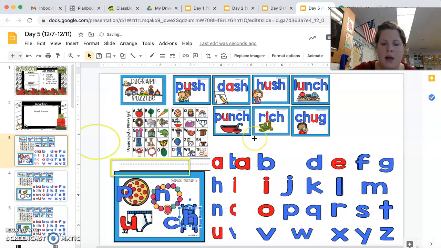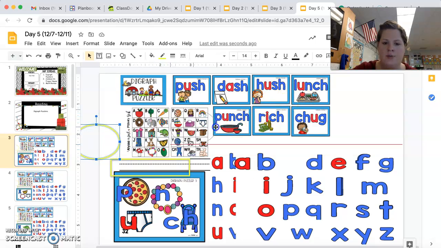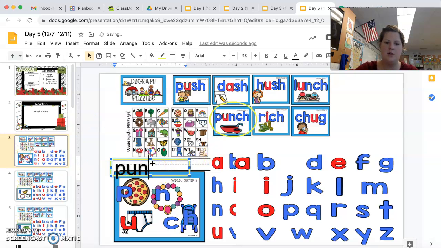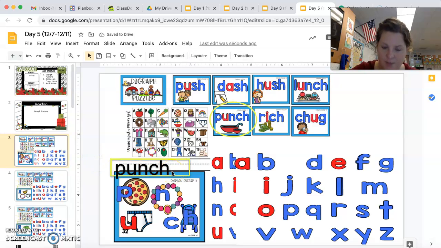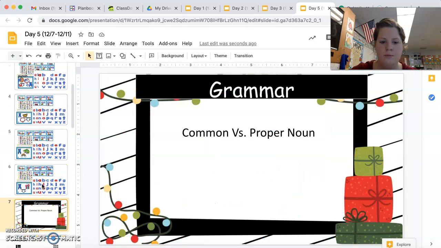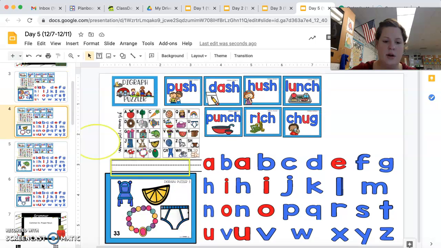So now I'm going to come up here and I'm going to look for the word that has all of these letters in it. And once I find it, I found punch. I'm going to put that circle over it, and then I'm going to type it in this box right here, okay? And that's all you have to do. Once you have it done, I want you to tap out the word, okay? You're going to do a couple of those on your own.